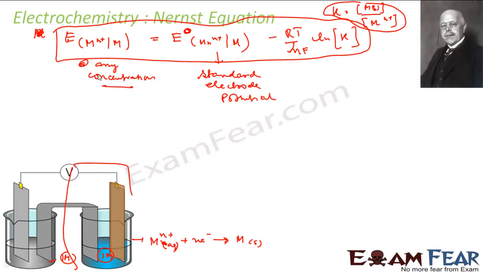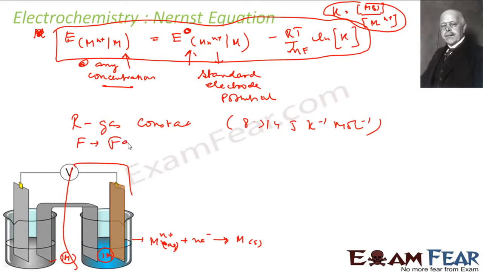So this equation holds true, where the electrode potential at any concentration is nothing but the standard electrode potential minus RT by nF ln K, where R is my gas constant, 8.314 joule per Kelvin per mole. F is my Faraday constant. I'll explain how it came. The Faraday constant is 96487 coulomb per mole.